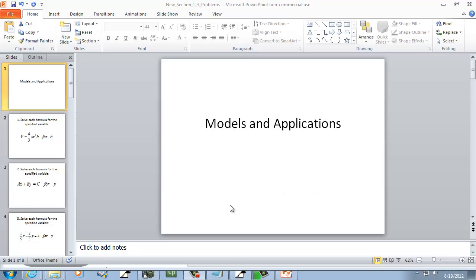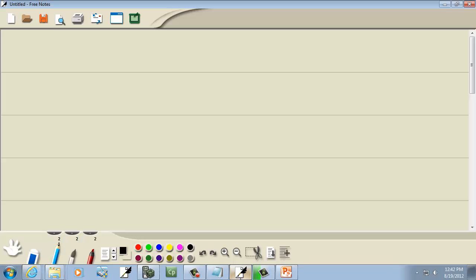Let's take a look at models and applications. And let's write the steps down we're going to use. This is solving formulas for a variable.